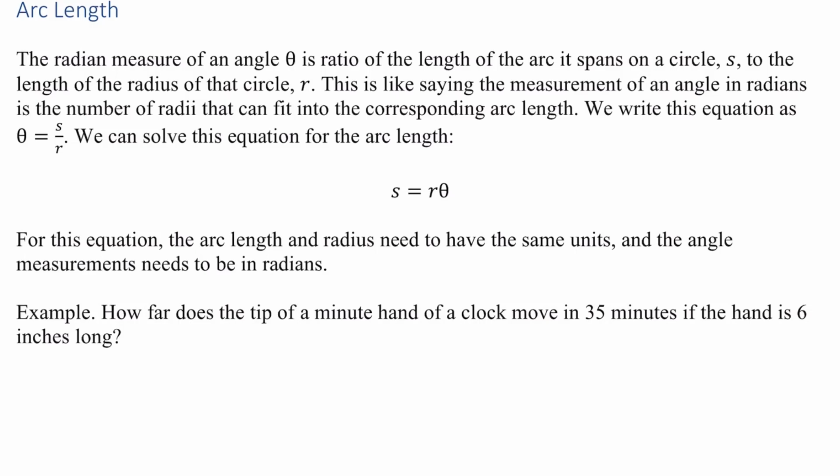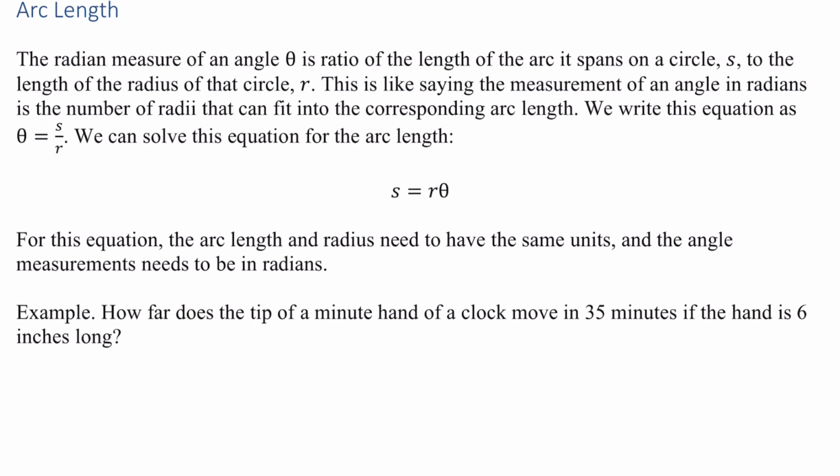Let's take a look at arc length. The radian measure of an angle theta is a ratio of the length of the arc it spans on a circle, S, to the length of the radius of that circle, R. So this is like saying the measurement of an angle in radians is the number of radii that could fit into the corresponding arc length. We write this equation as theta equals S over R.